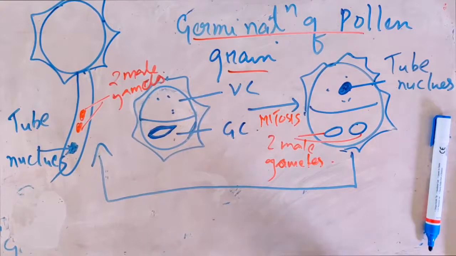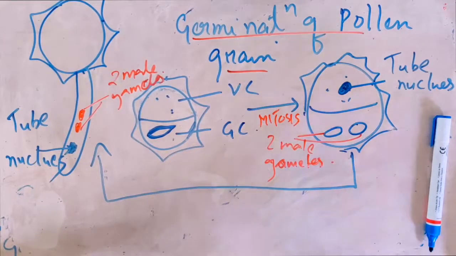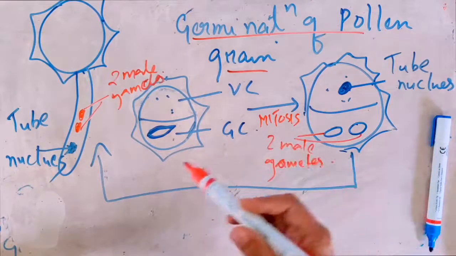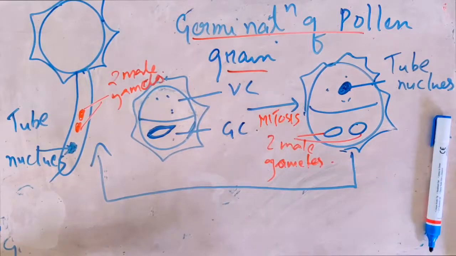it also has abundant food reserves. And the generative cell, the smaller one, is spindle shaped. When it is in this two-cell stage, we call it the two-cell stage because it is one vegetative cell and one generative cell. The generative cell undergoes another mitosis to form two male gametes. So that is the three-cell stage, one vegetative cell plus two male gametes.